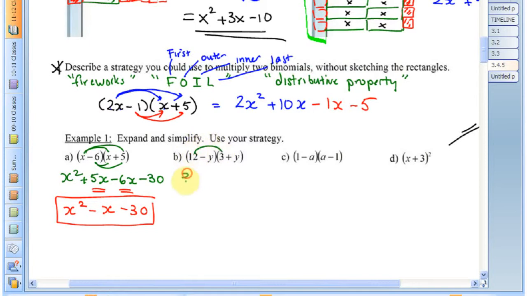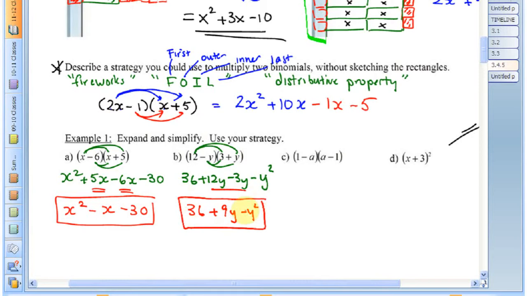Okay, part B. This is what you should be doing. 12 times 3 is 36. 12 times y is 12y. Negative y times 3 is negative 3y. Negative y times y is minus y squared. Simplify this: 36 plus 9y minus y squared. That one, most of you got right. Good. Let's keep going on to the next one here. And then we'll do D, nasty D.